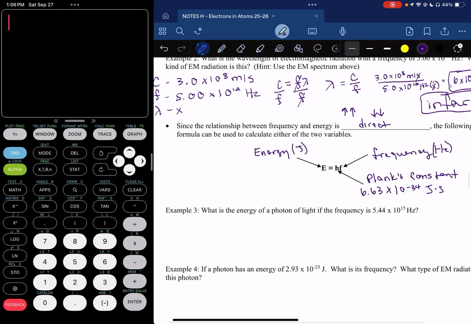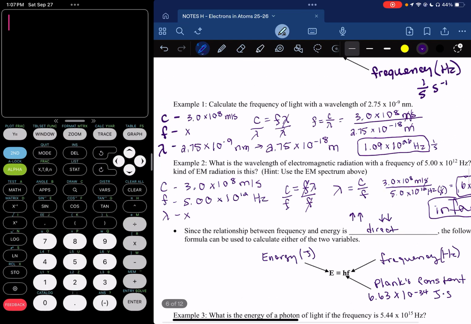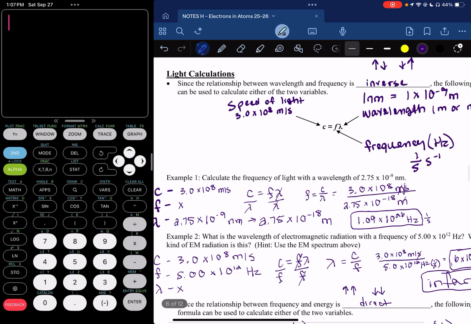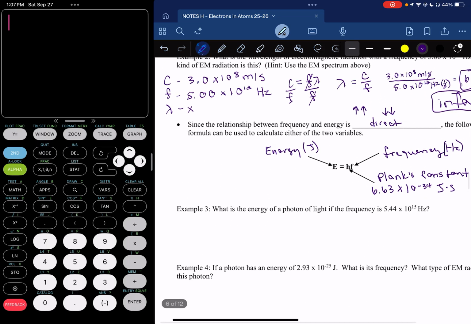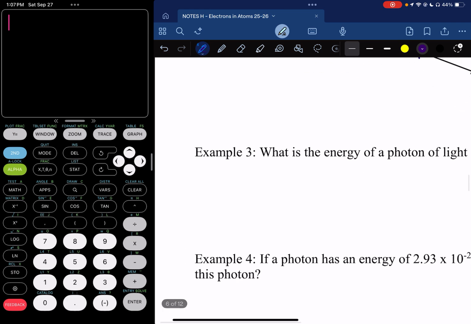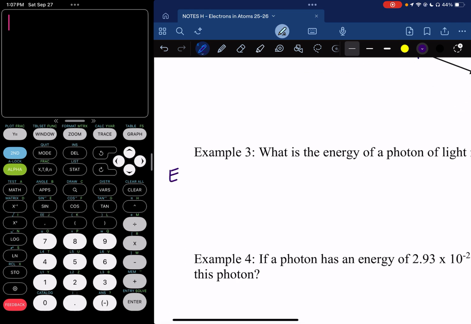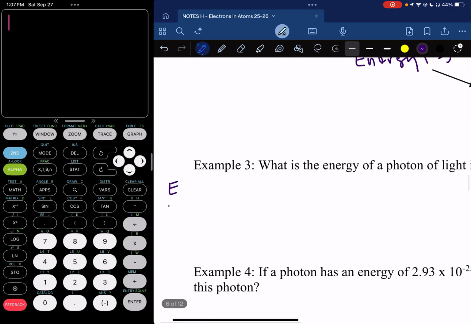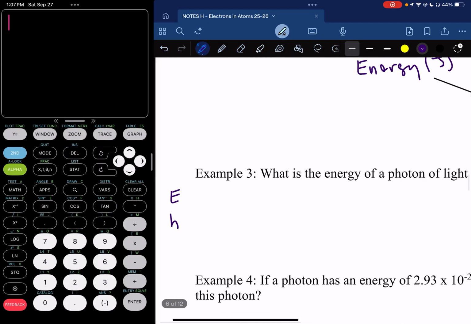So if we're going to apply this, it says, what is the energy of a photon of light if the frequency is 5.44 times 10 to the 15th hertz? We know that if you were to get that problem, you're not going to use the formula up here, because this one doesn't have energy in it. You need a formula where energy is involved. So let's put energy here as a variable, and then we have our Planck's constant, and then we have our frequency.